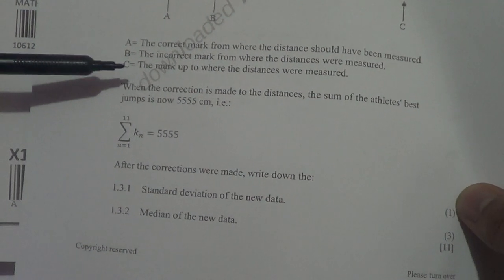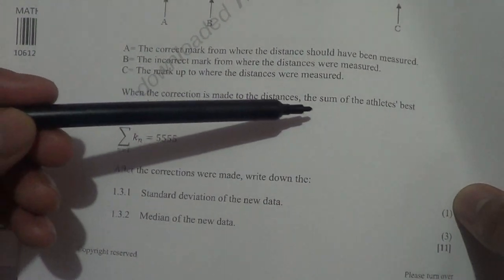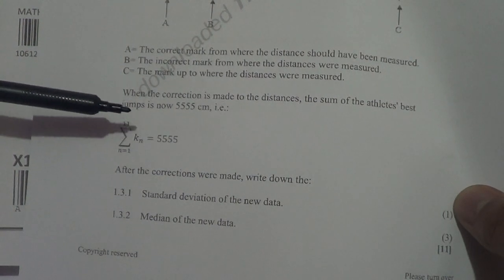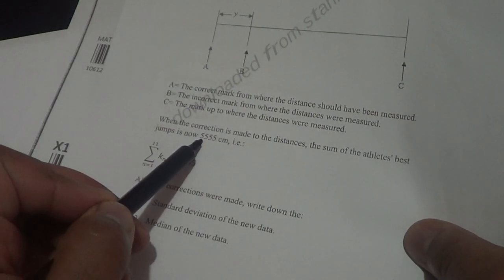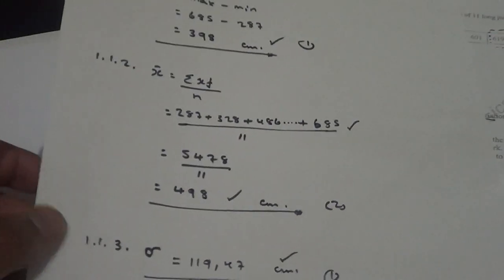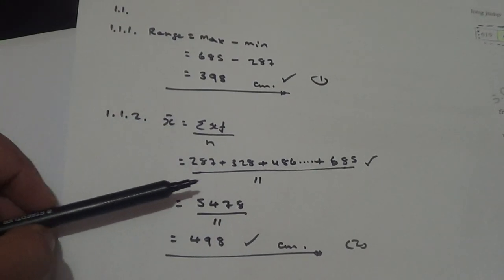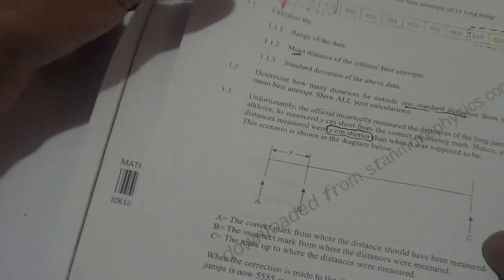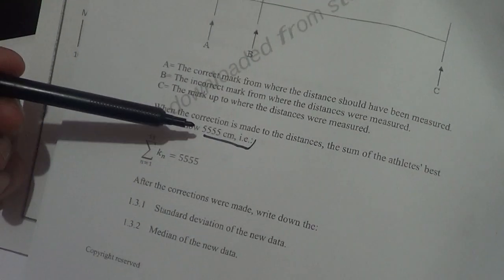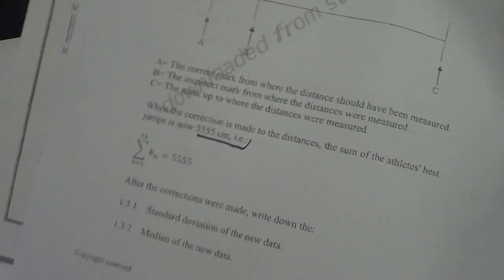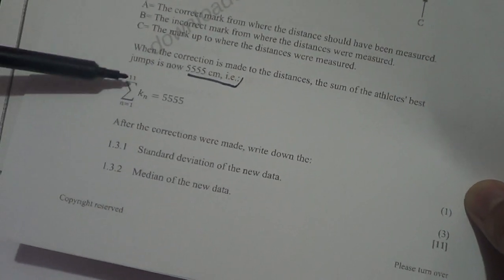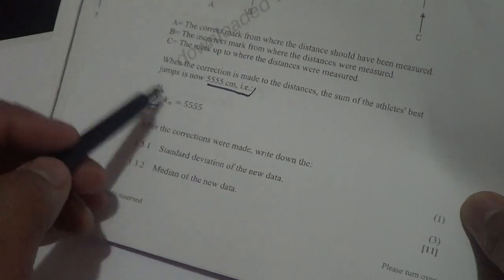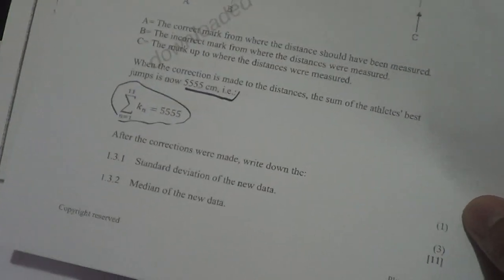I'm not going to go into that. When the correction is made to the distances, the sum of the athletes' best jumps is now... Remember, this is the total of our data points, meaning they're no longer going to be this total that we got here. They're not going to be 5478, but they're going to be a little bit more than that, which is 5555. Okay, not a problem. And then they're showing you the sum in sigma notation. I mean, this shouldn't scare you. You already know it from sequences and series.